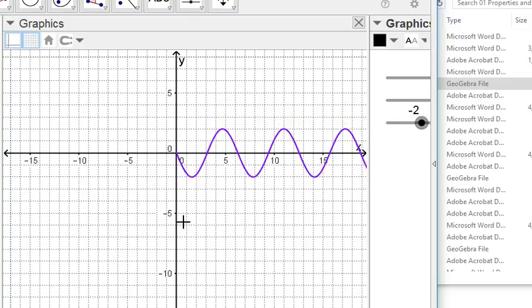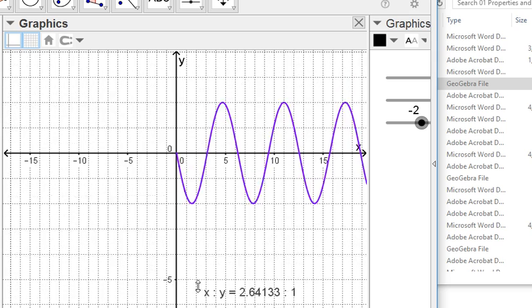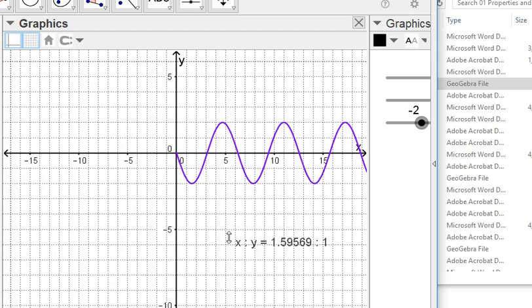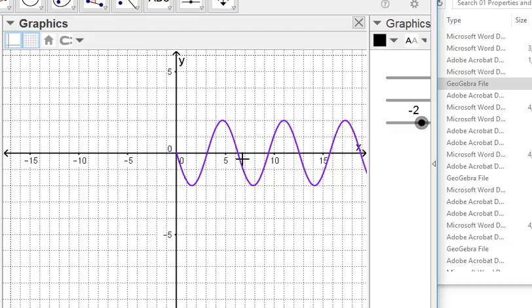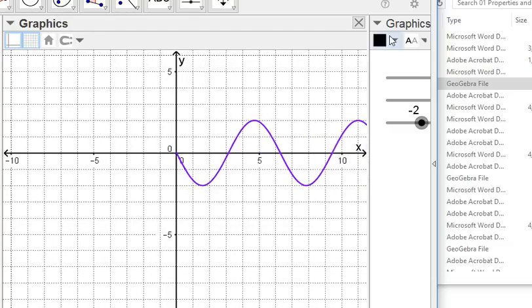Something that's interesting, though: what if I change the scale? That changes the look of the function, too. But I'm not changing the function, right? Do you believe that? I make it look more stretched out, but I'm not actually changing it. I'm just changing the scale.